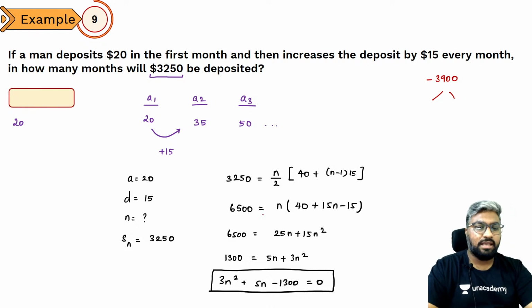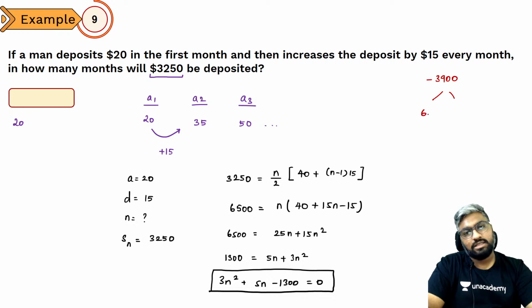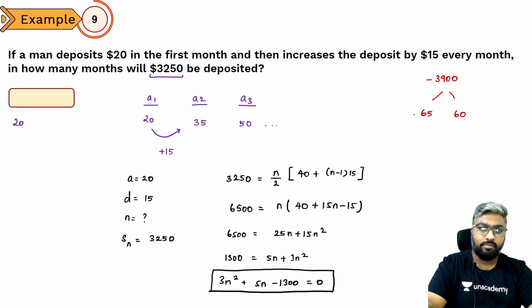The sum should be 5, right? Sum क्या होना चाहिए? 5 होना चाहिए. तो ये क्या हो जाएगा? This is 65 into 60. 65 into 60, 3,900. Because we want the sum to be positive. Here it is. तो n का वैल्यू क्या होगा?